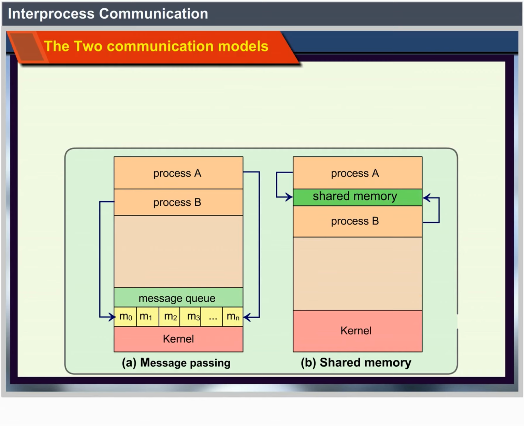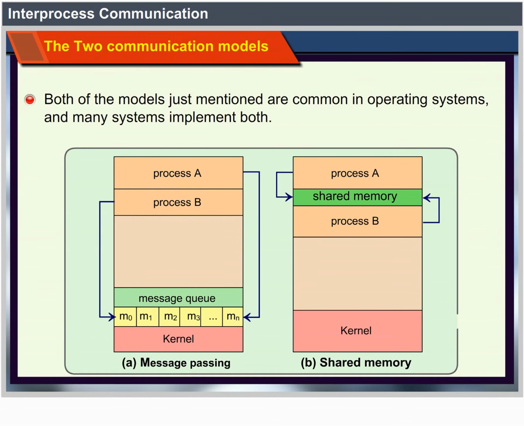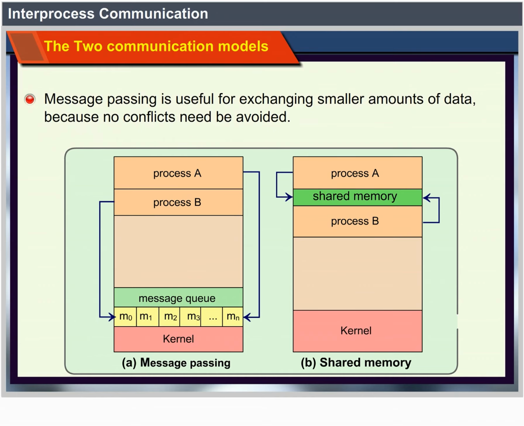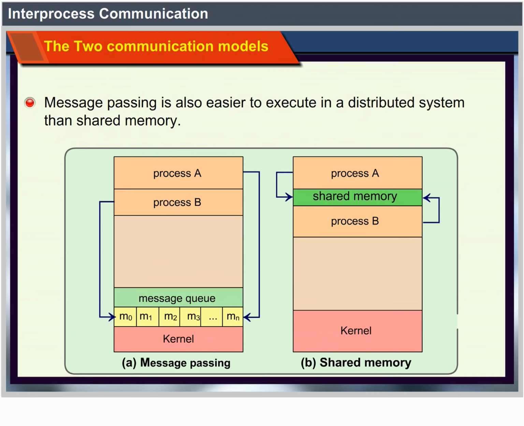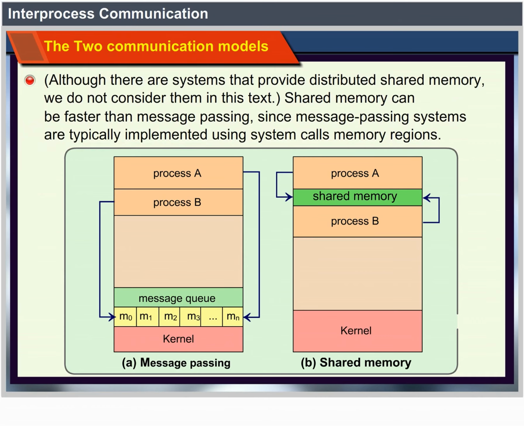Both of the models just mentioned are common in operating systems, and many systems implement both. Message passing is useful for exchanging smaller amounts of data because no conflicts need be avoided. Message passing is also easier to implement in a distributed system than shared memory. Although there are systems that provide distributed shared memory, we do not consider them in this text.